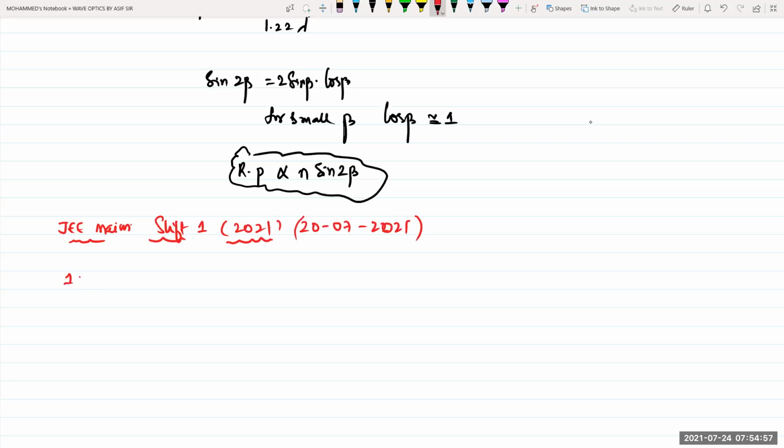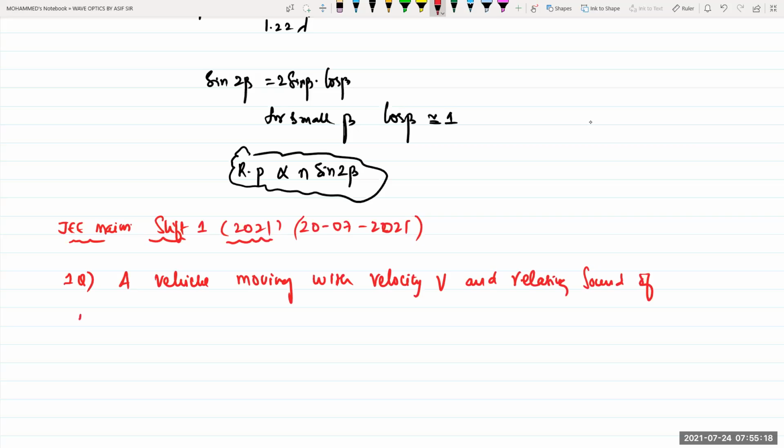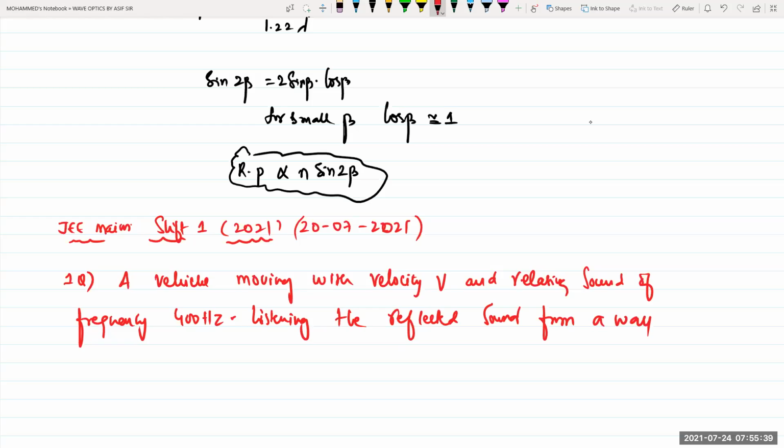20/07/2021 కి జరిగిన క్వశ్చన్. డాప్లర్ ఎఫెక్ట్ లో చూడండి క్వశ్చన్ ఏమి ఇచ్చాడు వాడు. A vehicle moving with velocity v and releasing sound of frequency 400 hertz, listening to the reflected sound from a wall of frequency 500 hertz. Find velocity of vehicle.